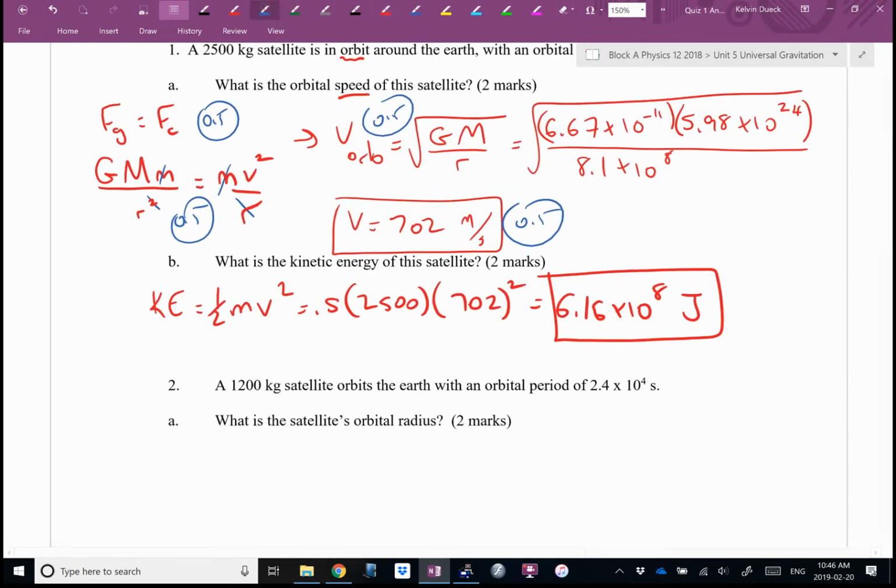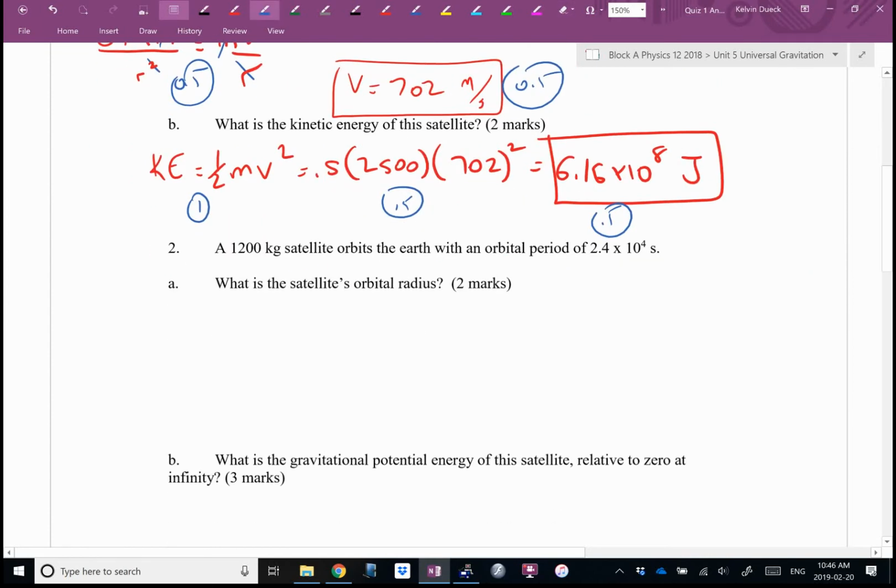For 2 marks, 1 mark for that, half mark for that, half mark for the answer. If you got 1A wrong, but you did a half m times whatever your answer from part A squared was, and you did that correctly, I'll give you 2 out of 2 for part B.